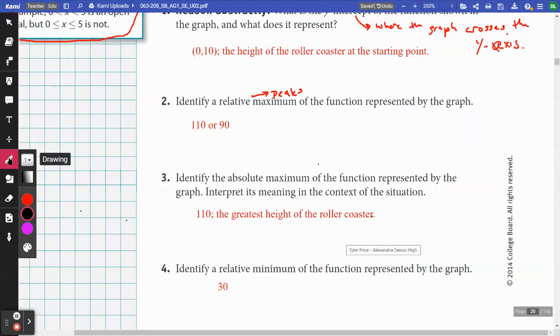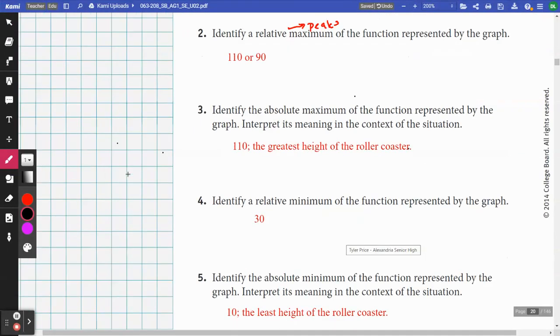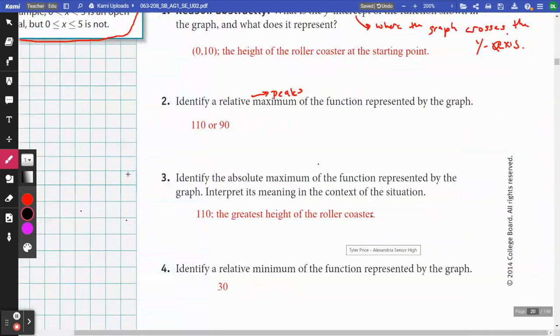So anyway, let's see. Identify the absolute maximum of the graph. Well, what is that? It is the max, right? What is the highest? 110. It's the greatest height of the roller coaster.